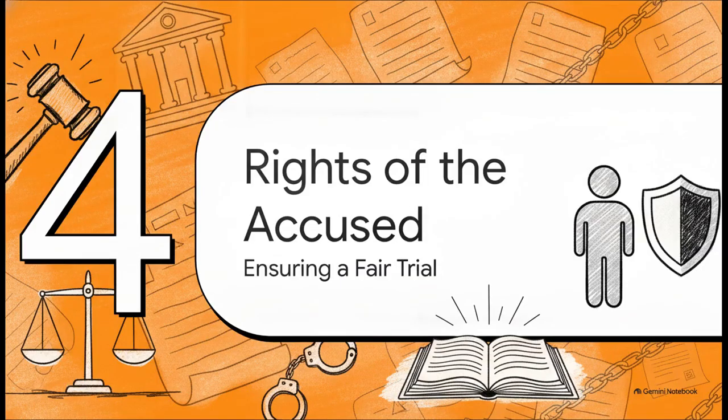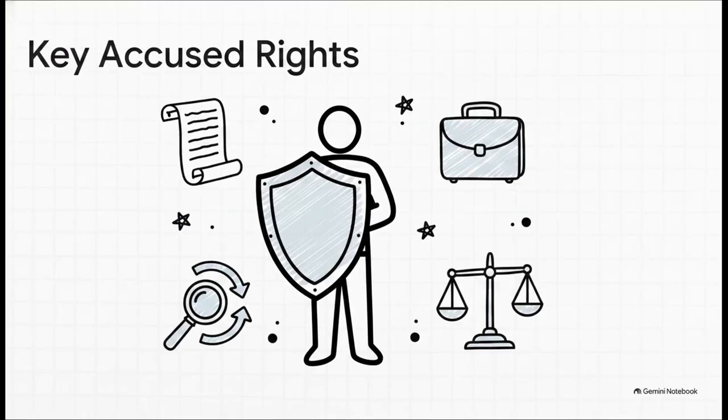Let's shift gears to part 4, rights of the accused, ensuring a fair process. Throughout this entire ordeal, it's absolutely vital to remember that person B has some serious legal armor. To keep things fair, the accused has the absolute right to be clearly informed of the charges, the right to a lawyer, and the right to cross-examine any witnesses brought against them. They can also adduce or introduce their own defense evidence. And underlying the whole shebang is the bedrock of criminal law, the presumption of innocence. You are innocent until proven guilty.